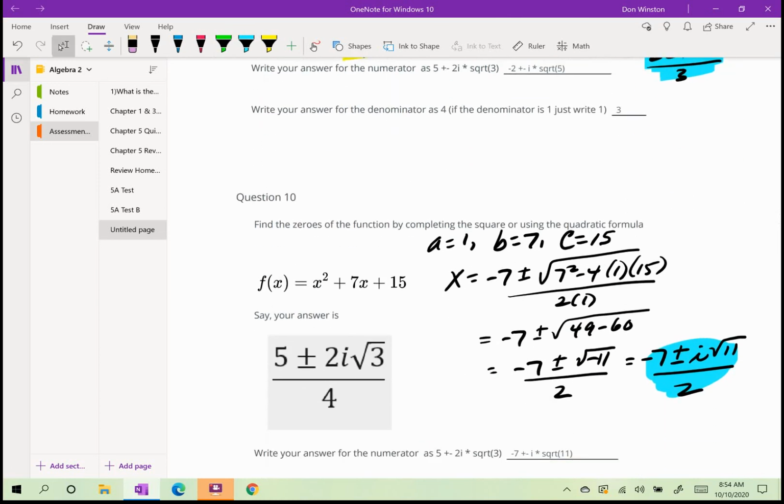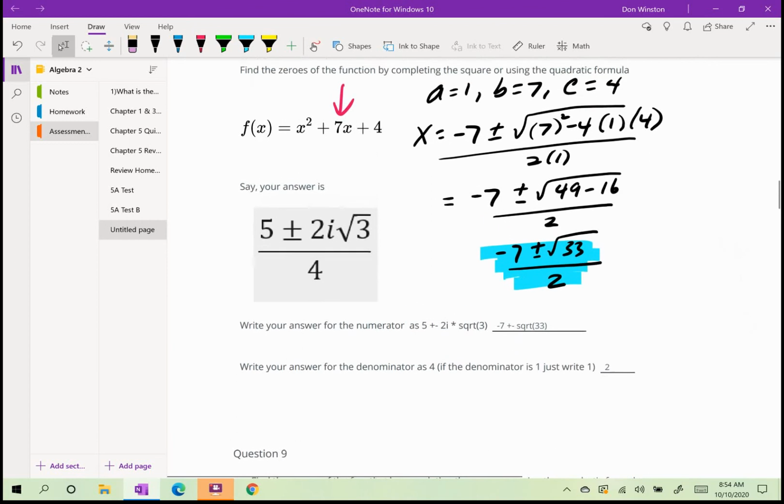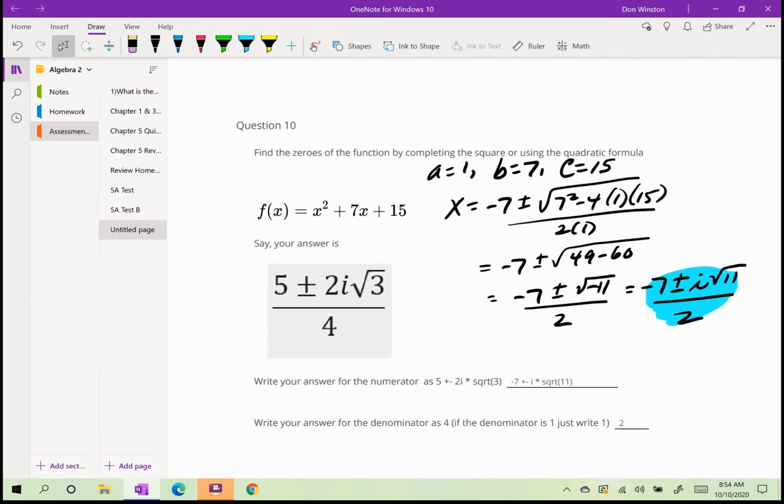Okay, the next one again involves the quadratic formula. Wait a minute, did I just do that? No. So it involves the quadratic formula again. a is equal to 1, b is equal to 7, c is 15. So I have negative 7 plus or minus the square root of 7 squared minus 4 times a times c. So 49 minus 60, which is negative 11. So negative 7 plus or minus the square root of negative 11 over 2. And then that simplifies to negative 7 plus or minus i root 11 over 2.